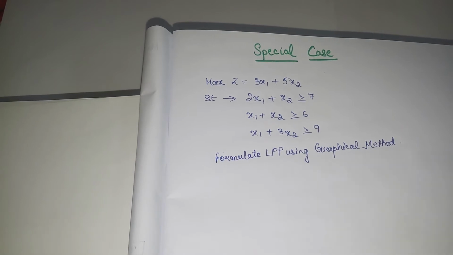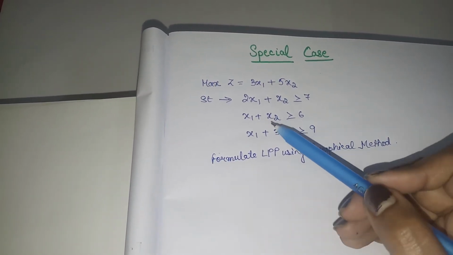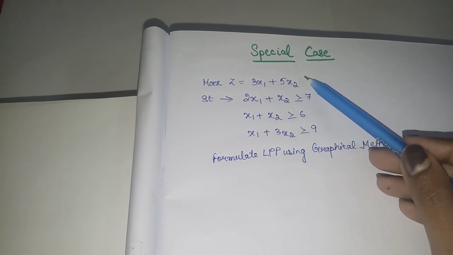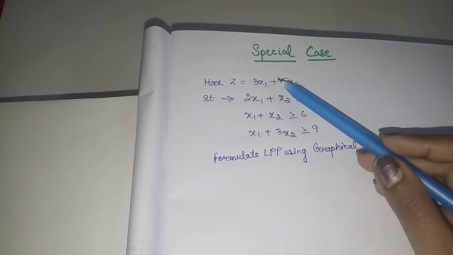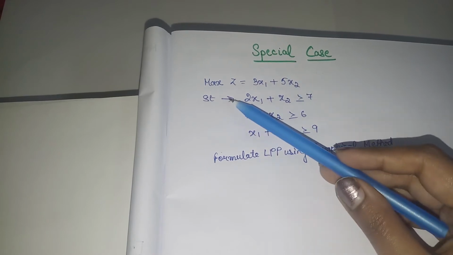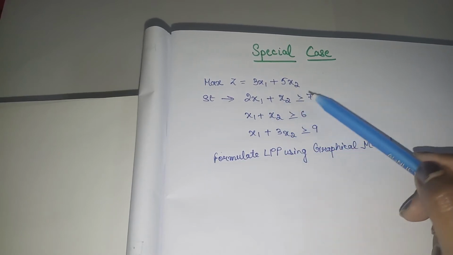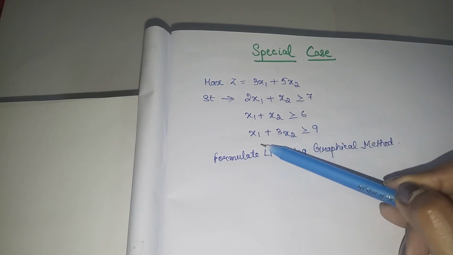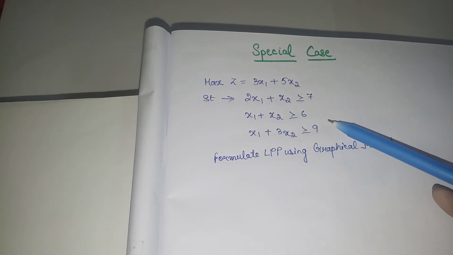Okay, so let's get into this problem. As you can see here, this is max z, that is the objective function, 3x1 plus 5x2, subject to 2x1 plus x2 greater than or equal to 7, x1 plus x2 greater than or equal to 6, x1 plus 3x2 greater than or equal to 9.